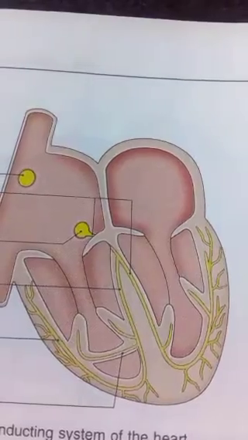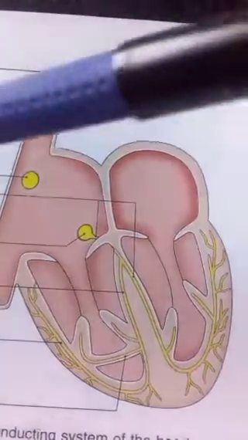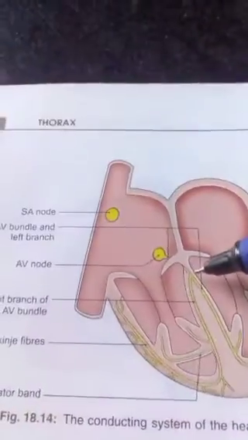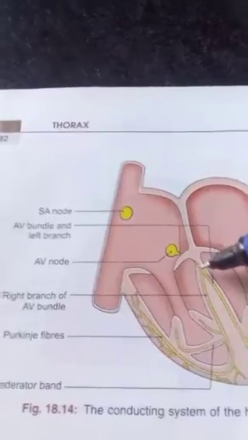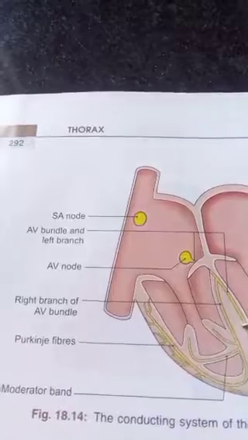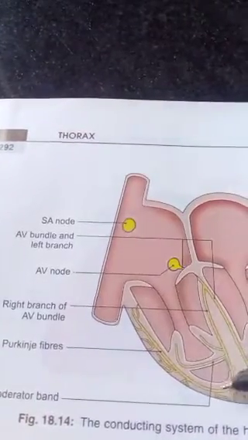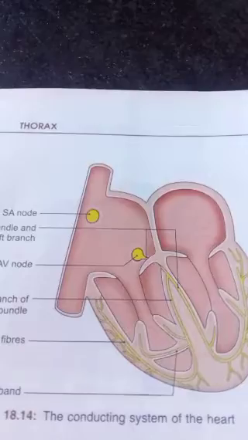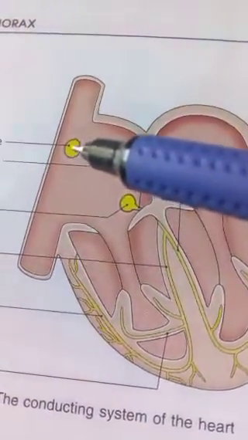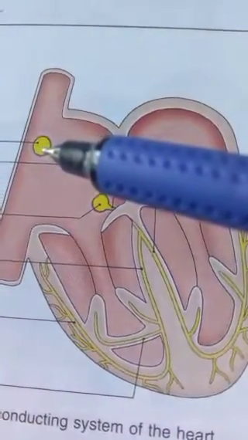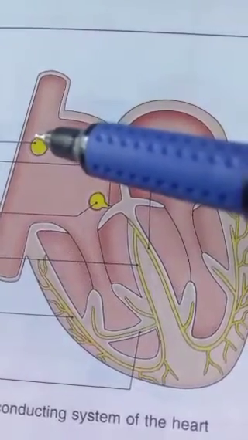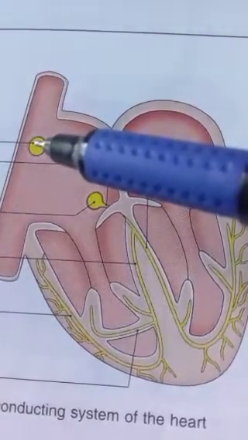The conducting system of the heart includes SA node, AV node, bundle of His, its right and left branches, and Purkinje fibers. The SA node is known as the pacemaker of the heart. It initiates the heartbeat and generates impulses at the rate of 70 to 100 per minute.